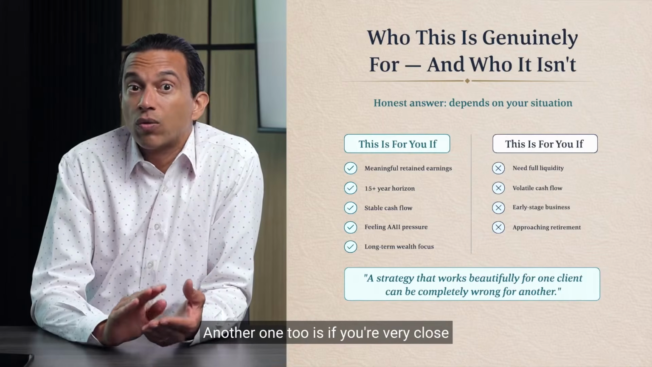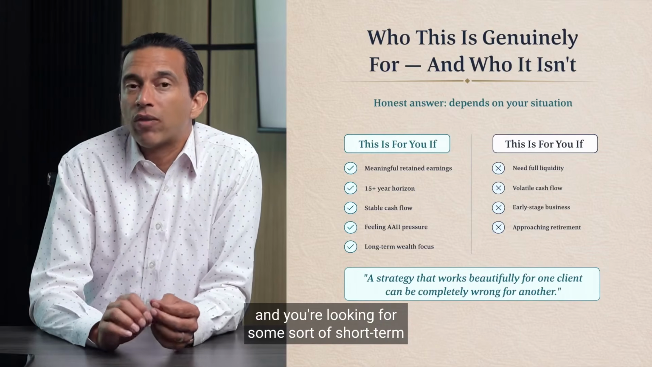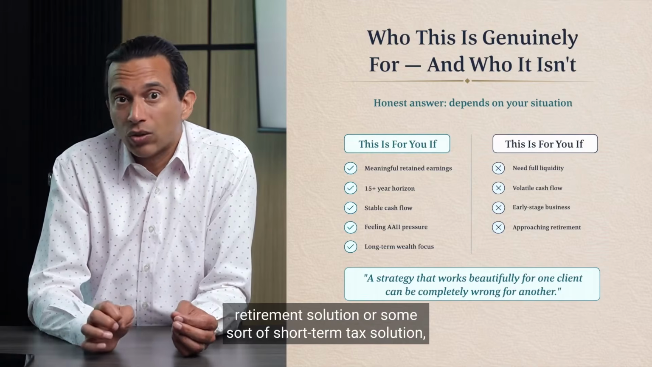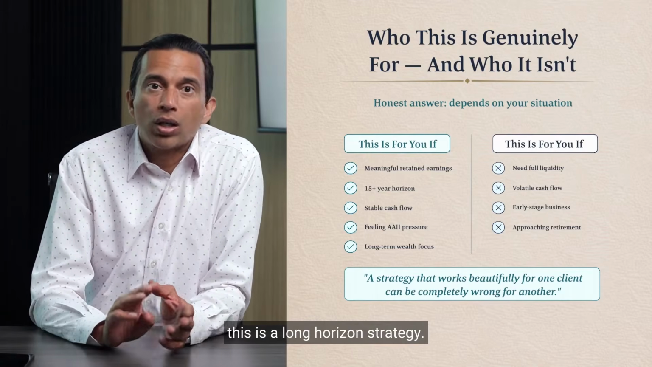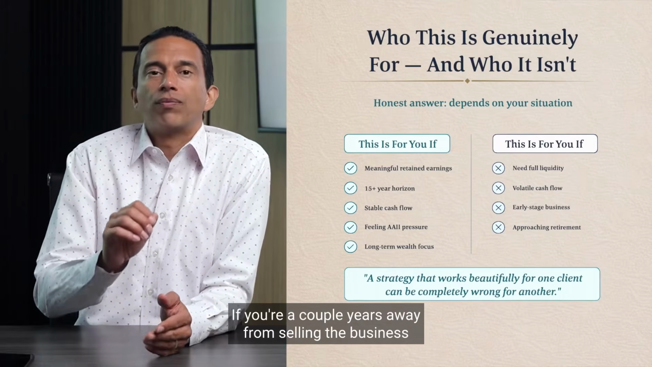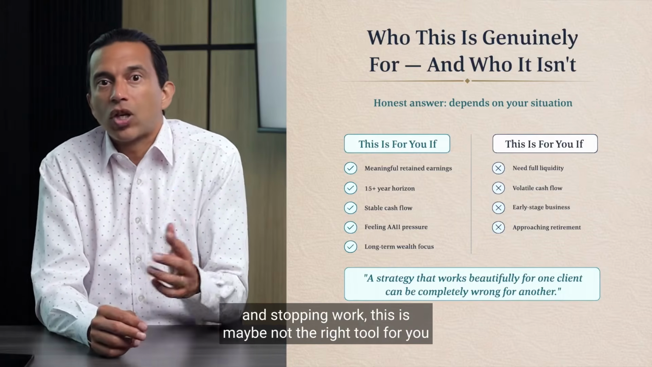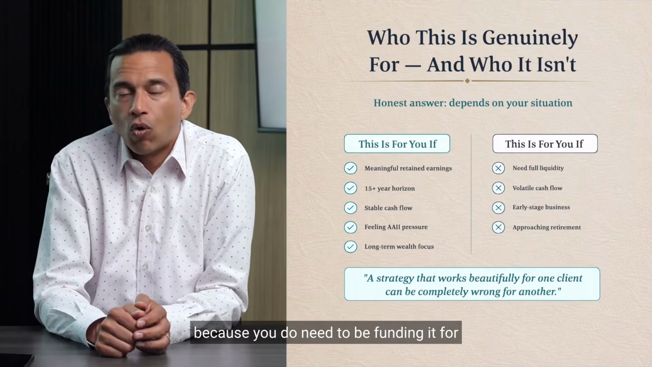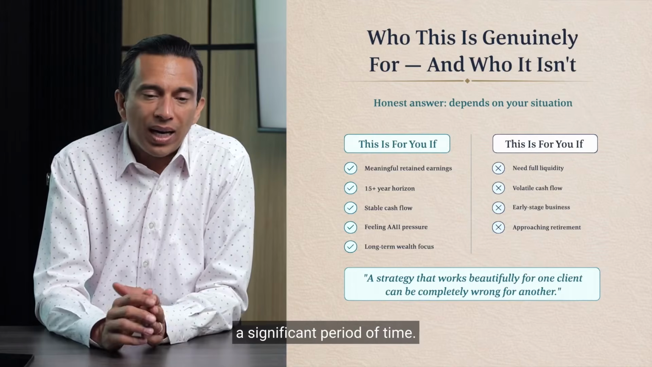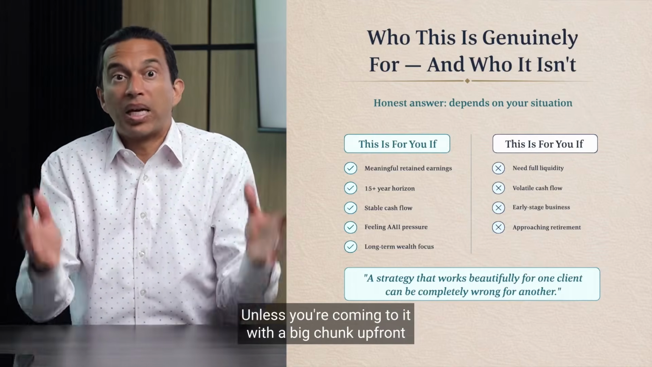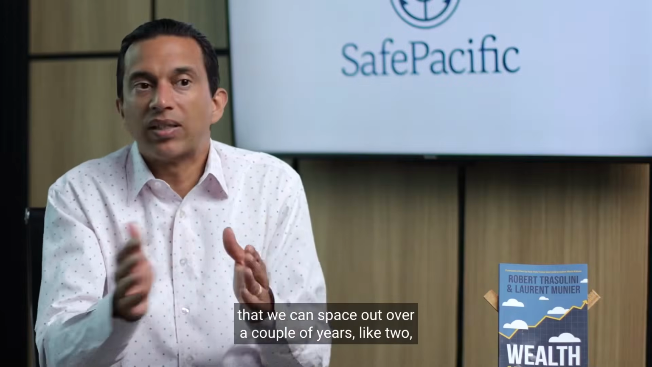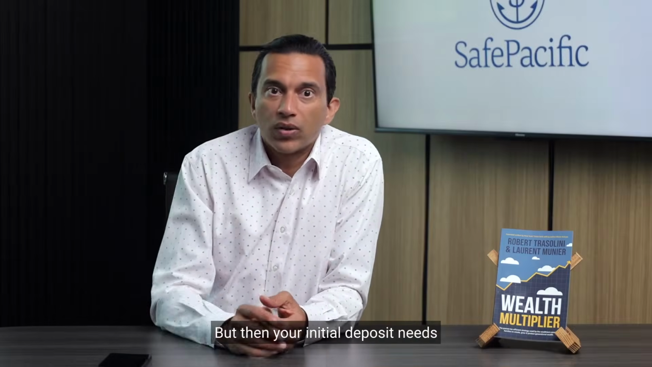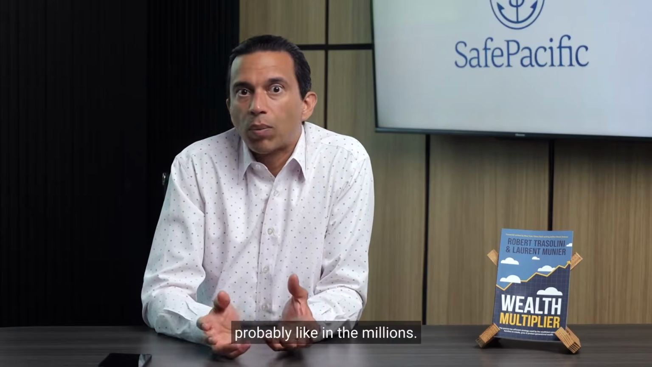Another one too is if you're very close to approaching retirement and you're looking for some sort of short-term retirement solution or some sort of short-term tax solution. This is a long horizon strategy. If you're a couple years away from selling the business and stopping work, this is maybe not the right tool for you, because you do need to be funding it for a significant period of time. Unless you're coming to it with a big chunk up front that we can space out over a couple of years, like 2, 3, 4, 5 years, but then your initial deposit needs to be significantly higher, right? Probably in the millions.